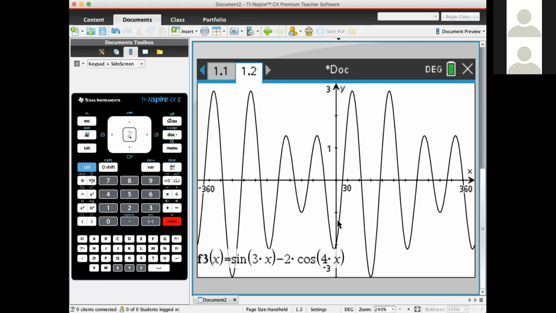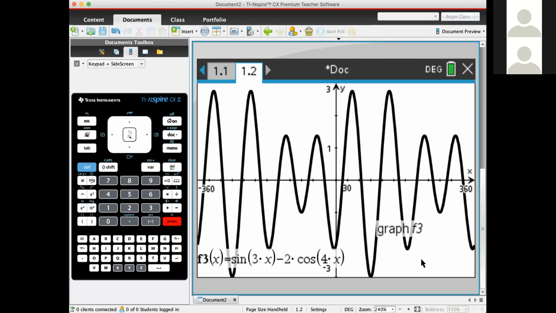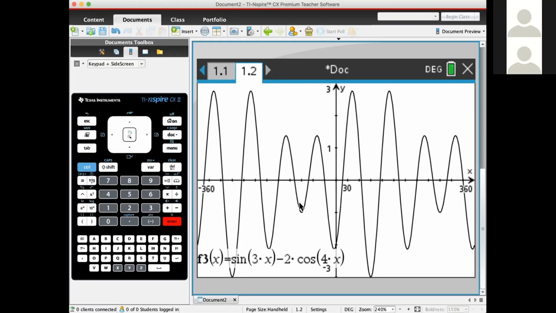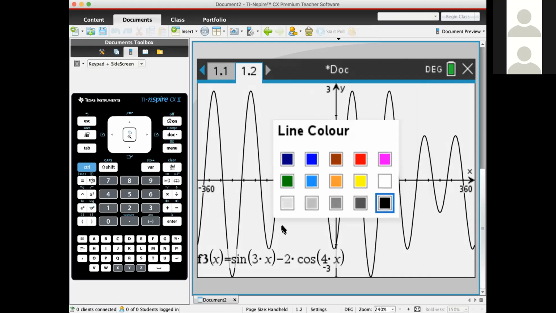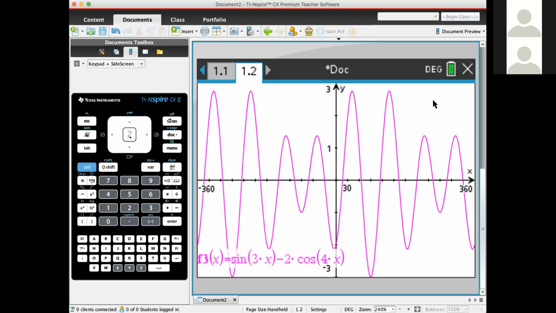Oh my God, look at that. Interesting, huh? Let's change the color to something nice, like magenta. There you go. Interesting graph. That's why I said a little complicated. Oh God, there are too many solutions here.